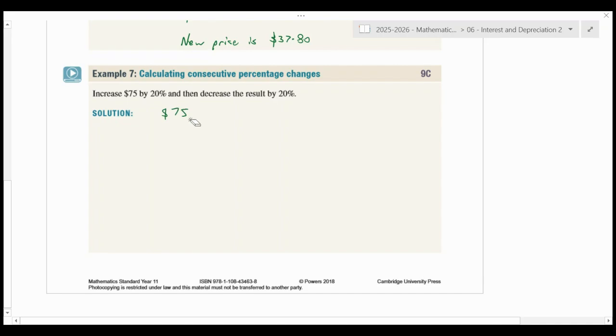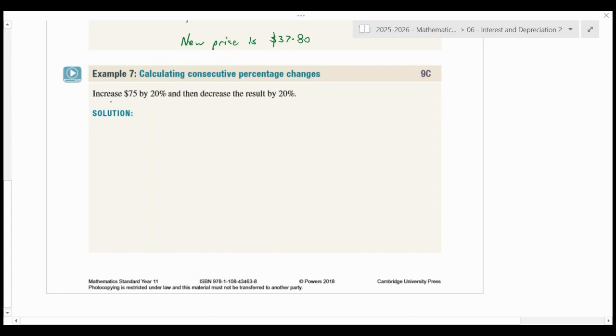Okay. When we increase it by 20%, we're finding 20% of 75 and adding it to it. But then we've got a new value and we're going to subtract 20% of that new value. So those two 20% are not equal. So let's work it out.